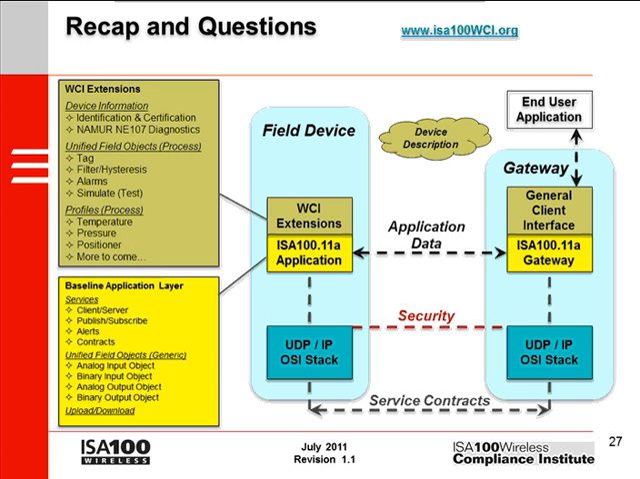The application layer is object-based and very extensible, and WCI extensions are shown to the upper left. WCI has added extensions to cover NAMUR NE 107 diagnostics, temperature sensors, and pressure sensors. A positioner profile will be ready soon. These and other device extensions can be exposed to the host using Foundation Fieldbus device descriptions. Data at the gateway is exposed to the control network through a general client interface.